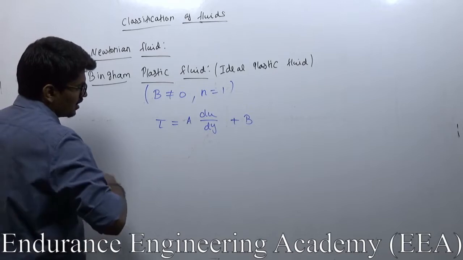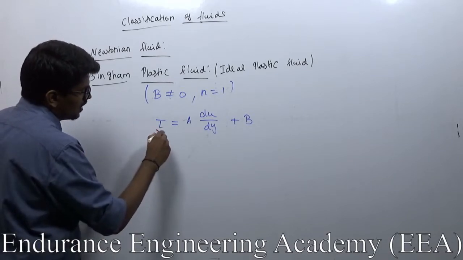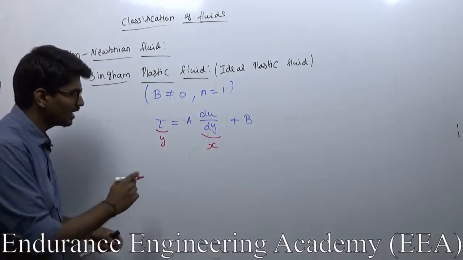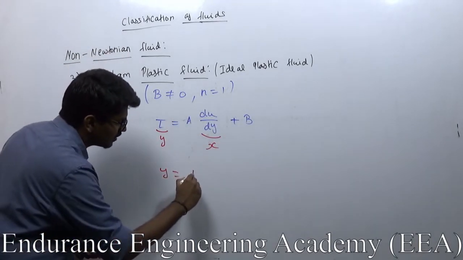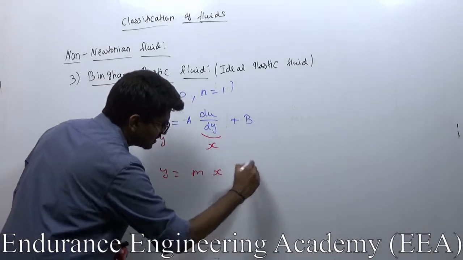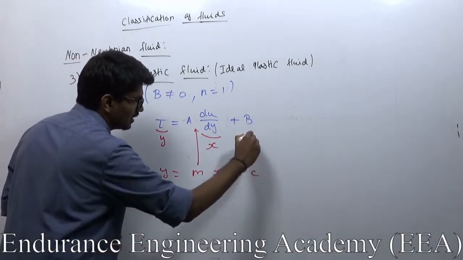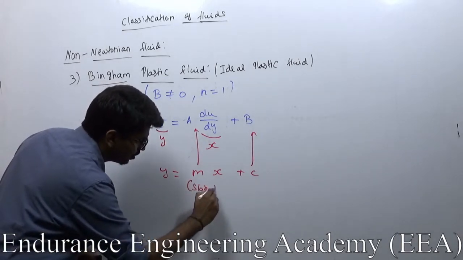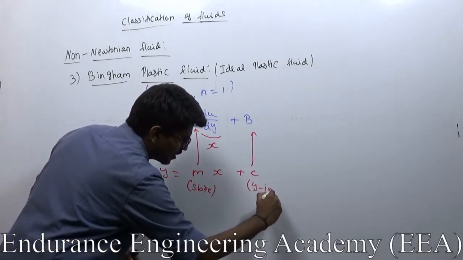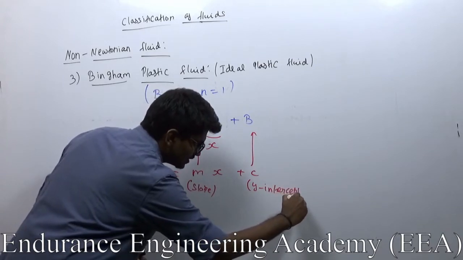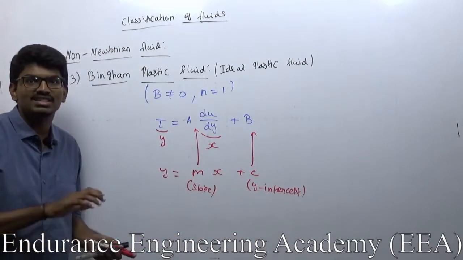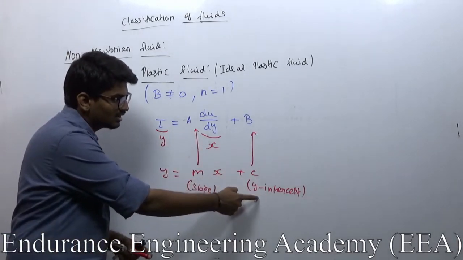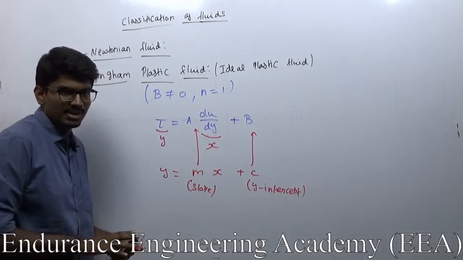If I take tau in y and this du/dy in x, how does it look? y is equal to mx plus c, where m is nothing but the slope and c is nothing but the y-intercept. Simply our straight line equation. So m is the slope, which is A, and c is the y-intercept, which is nothing but B.